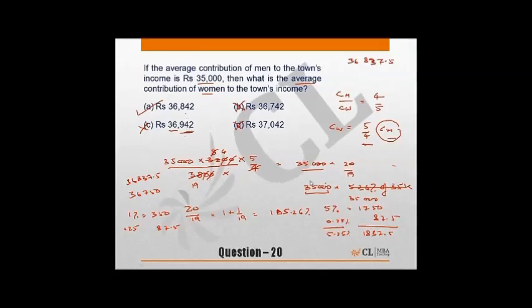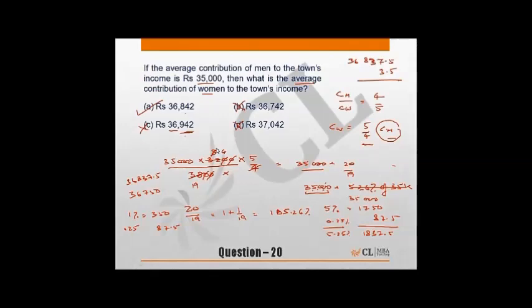If you want to be sure, again we can go back to it. 10% is 3,500, 1% is 350, 0.1% is 35, 0.01% is 3.5. So you need to add another 3.5 approximately. So you will get the answer as 36,842. So when you have to calculate percentage, it is always easier to break it into smaller components.